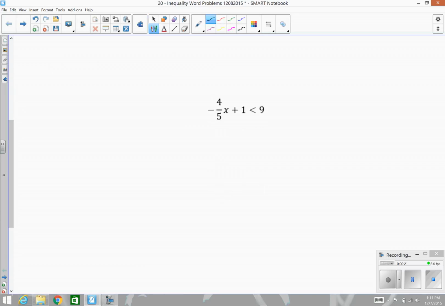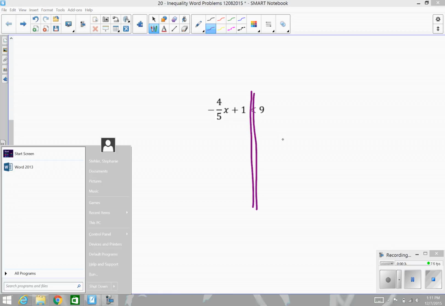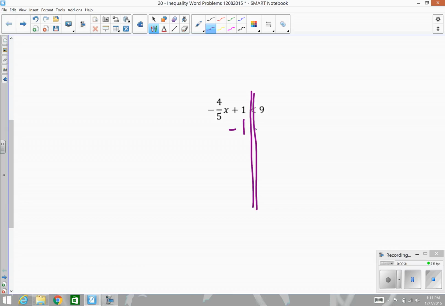Okay, first thing we're going to do is draw our river. We want to get x by itself. So we are going to start by subtracting 1 on both sides. We get negative 4/5 x is less than 8. And then this is multiplication. To undo this, we want to do division, but when we divide by a fraction, we want to keep, change, flip. So we're going to multiply by the reciprocal on both sides.